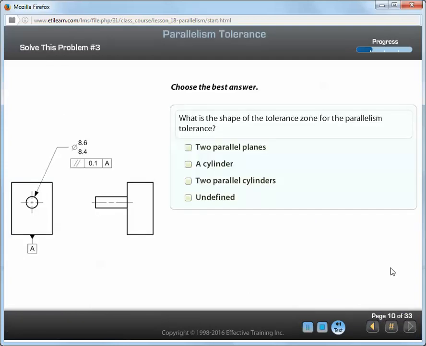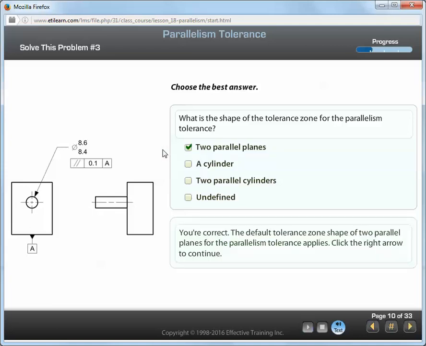What is the shape of the tolerance zone for the parallelism tolerance? You're correct. The default tolerance zone shape of two parallel planes for the parallelism tolerance applies. Click the right arrow to continue.